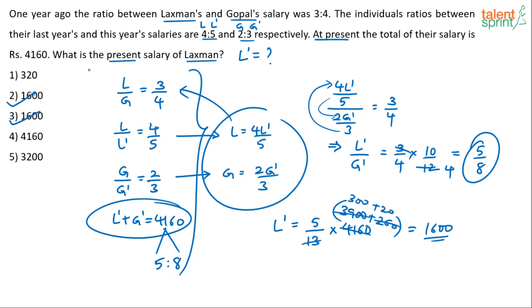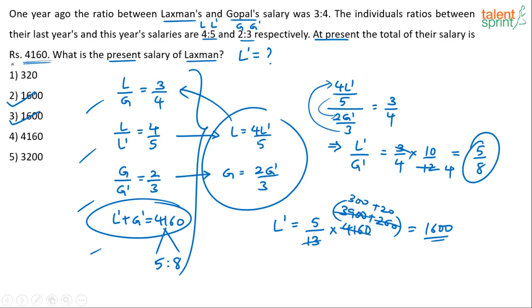I repeat, please do not go by the length of the explanation or the number of steps that we have put here. You can cut down all these steps. You can directly play with this equation actually. See, from this you know that L is going to be 5L dash by 4. From this you know that G is going to be 3G dash by 2. So directly take the division of those two and equate it to 3 by 4. And then the sum is 4,160.